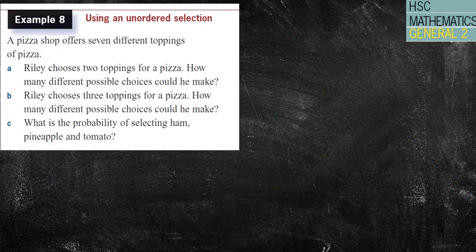Okay, let's have a go at the next one. Now, it could be a good idea to pause it and have a go yourself. A pizza shop offers 7 different toppings of pizza. Part A says, Riley chooses 2 toppings for a pizza. How many different possible choices could he make? Well, in this case, if I chose pineapple and ham, is that the same as ham and pineapple? Well, yes, it is. So I want to eliminate one of them each time.